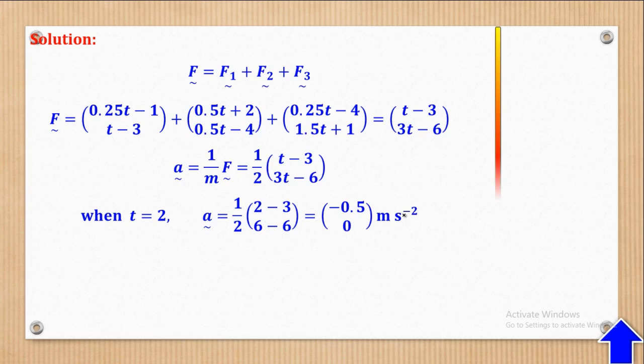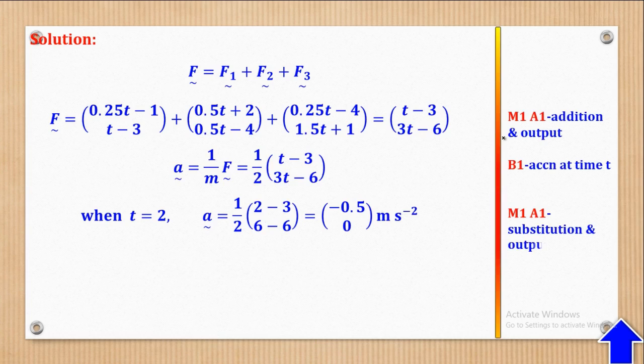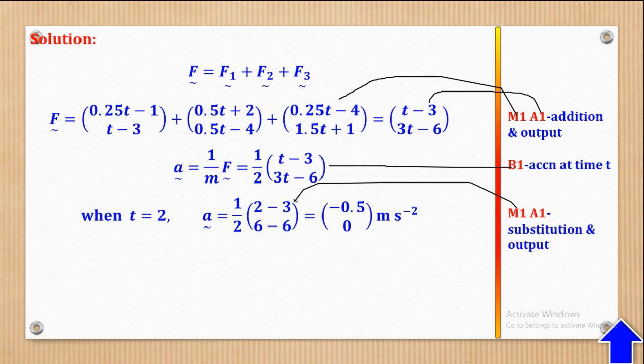So basically that's what they wanted in part A in this question, and now let's see how marks can be awarded. M1 is for you to add up all the forces, and A1 is for you to simplify to get the output. Then B1 is for you to get the acceleration as a function of t, and M1 is for you to substitute the value of t. A1 is for you to get the final output.